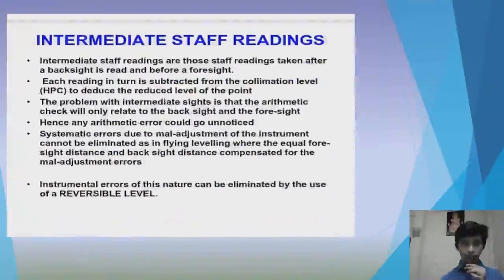Intermediate staff readings. Intermediate staff readings are those staff readings taken after a backsight is read and before a foresight. Each reading in turn is subtracted from the collimation level, HPC meaning horizontal plane collimation, to obtain the reduced level of the point. The problem with intermediate sights is that the arithmetic check will only relate to the backsight and the foresight. Hence, any arithmetic error could go unnoticed.